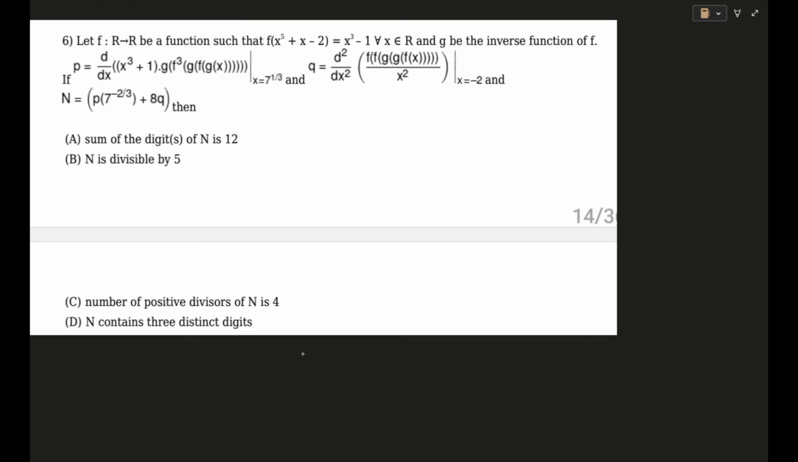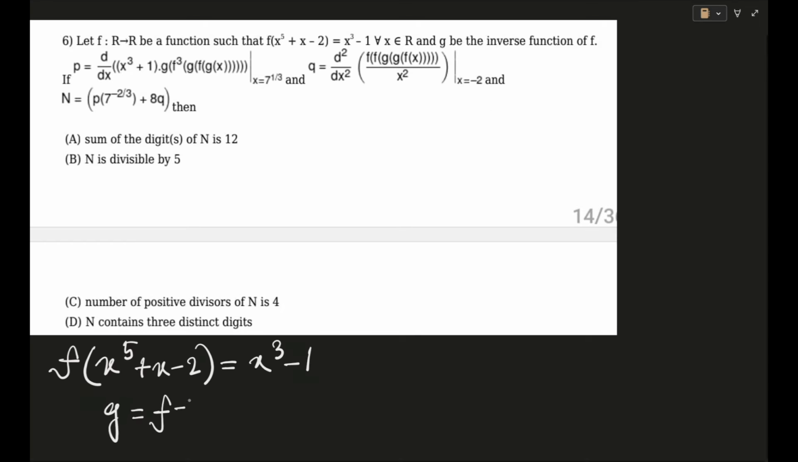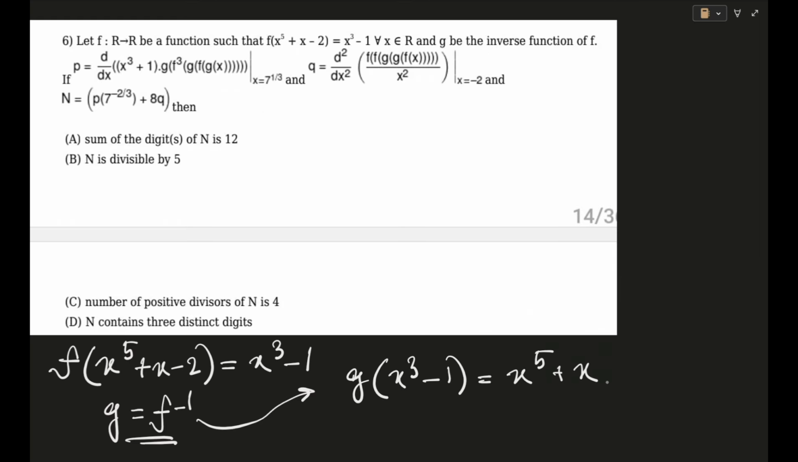Okay, so guys, first thing is f of x power 5 plus x minus 2, this thing is given to be equal to what? X cube minus 1, and they are saying that g is equal to f inverse. So basically it would directly mean that g of x cube minus 1 is equal to x power 5 plus x minus 2. Okay, first conclusion.